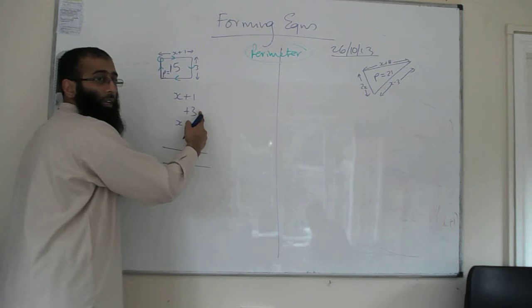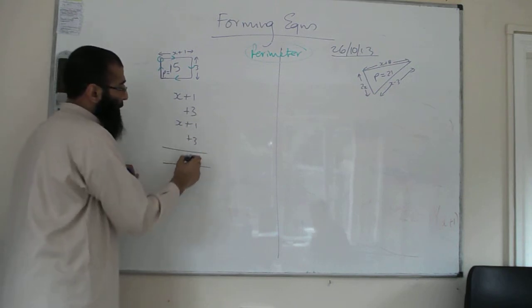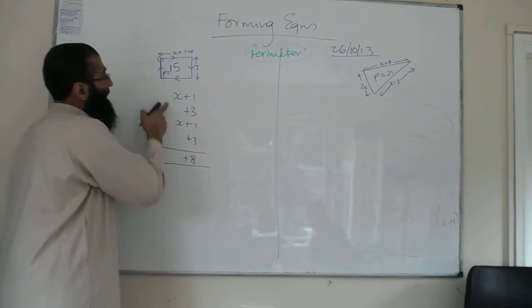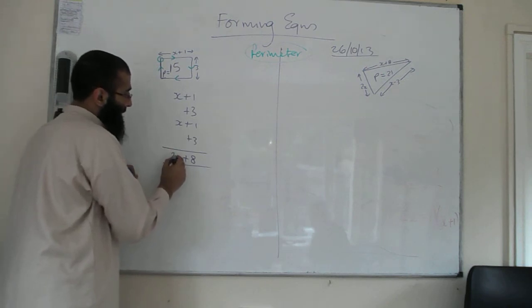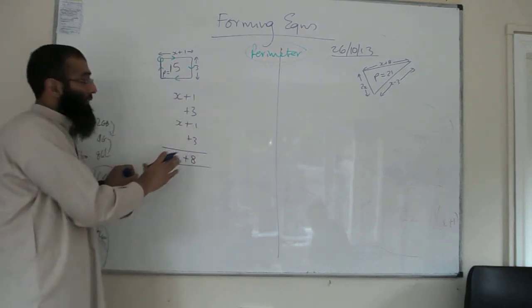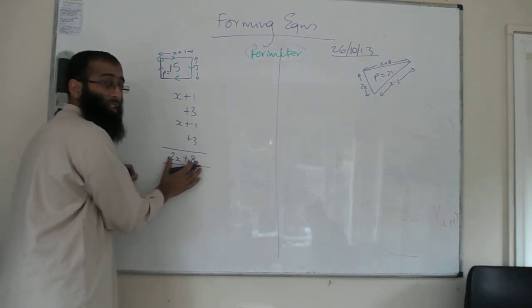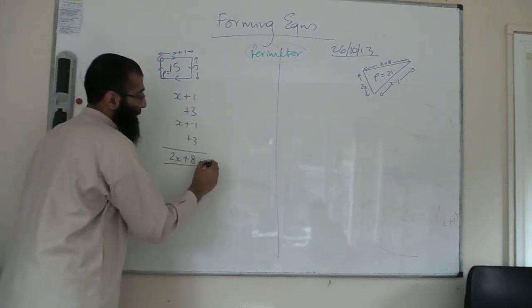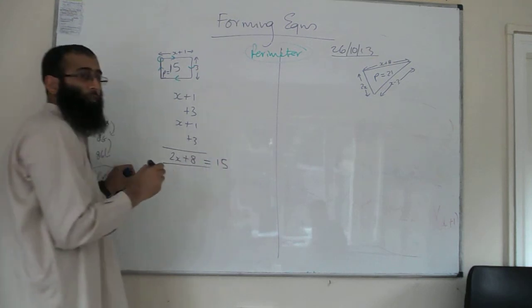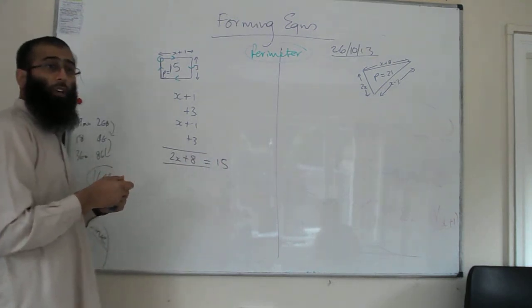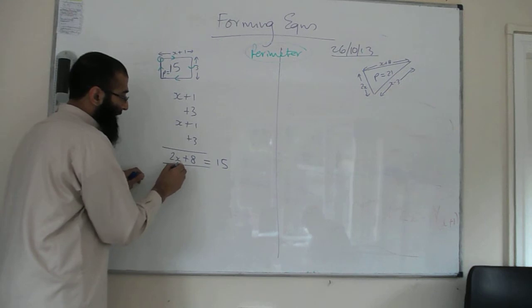So 1 add 3 is 4. Add another 4 will give us 8. X add x will give us 2x. So in the whole question we have 2 x's and 8 altogether. And we know this expression is the perimeter, and the perimeter is equal to 15. Now we need to solve the equation. So we need to work out the value of x.